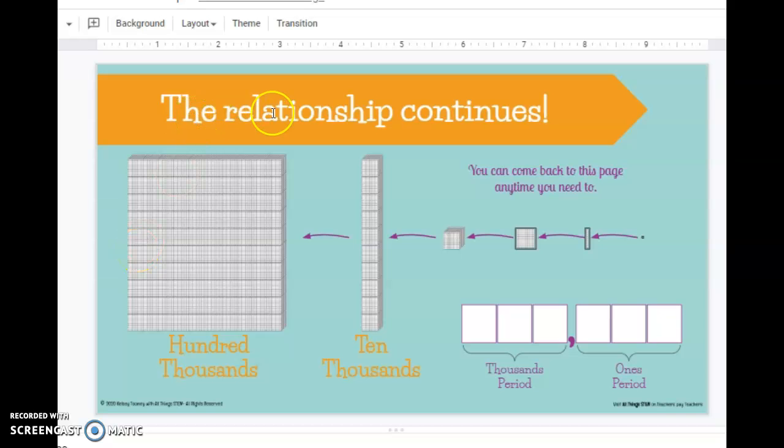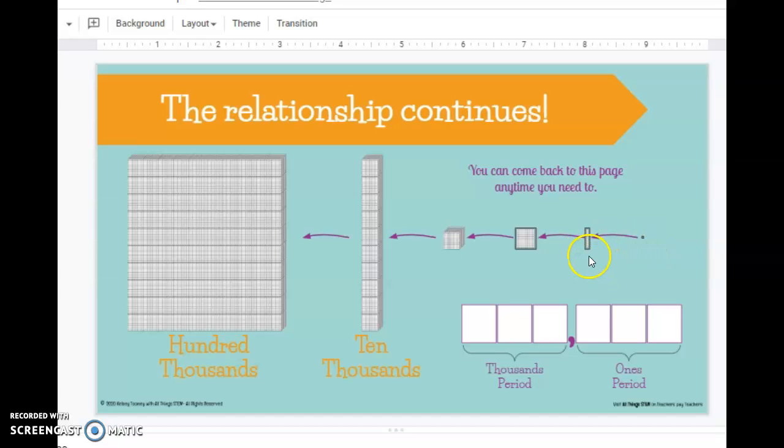All right, the relationship continues. We are going to look at these place values, and we're going to go all the way to the hundred thousands. And so I'm going to explain this to you guys, and then I'm going to leave you a screen that looks just like this picture here so you can reference it and come back to it whenever you need to. So here I have the ones or the units, and it's really, really small.